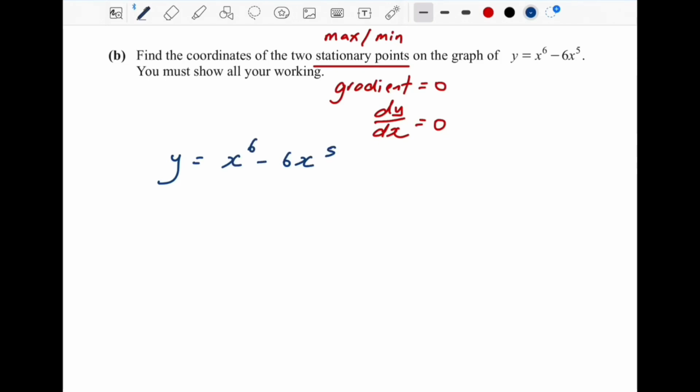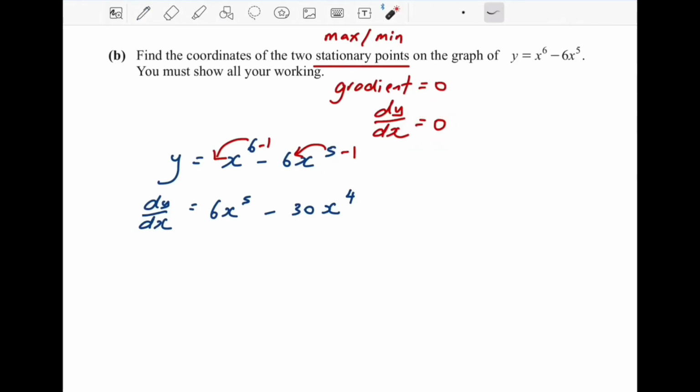Okay, so the power brings down, minus 1. Power brings down, minus 1. So 6 brings down, right? And then minus 1. And then 5 times 6 is 30, x power 4. So this is dy/dx once you differentiate it. And we know that dy/dx equals 0. So let it be 0.